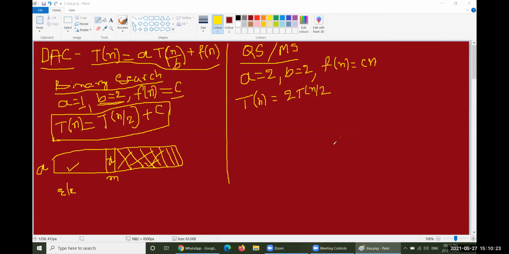However, T of n by 2 plus f of n, which will be equal to C into n. So this is the average or any kind of complexity for sorting kind of applications in divide and conquer. So these are for sorting kind of applications.